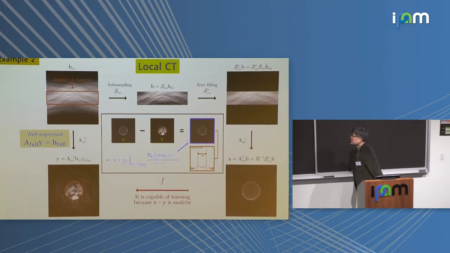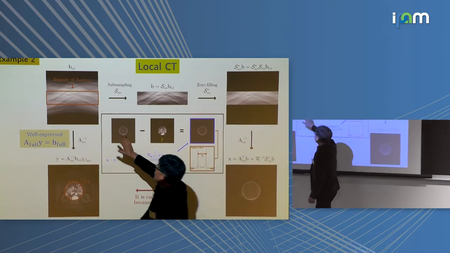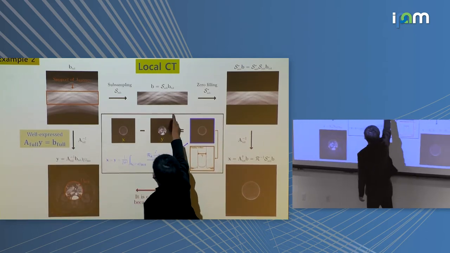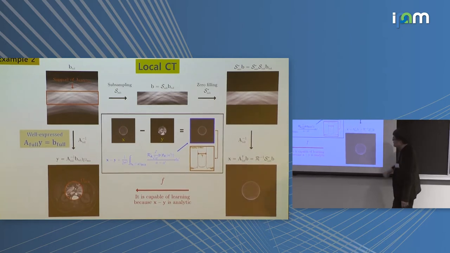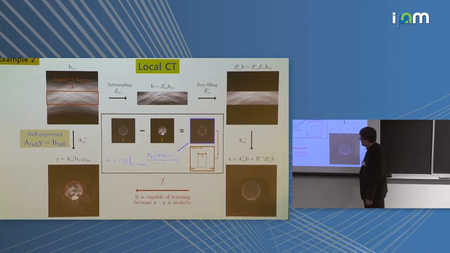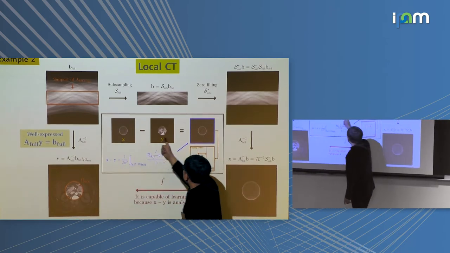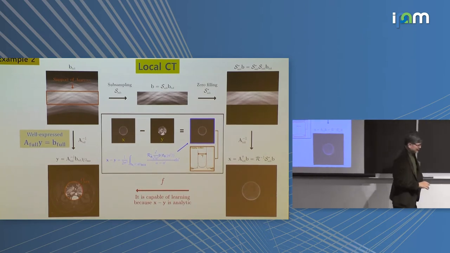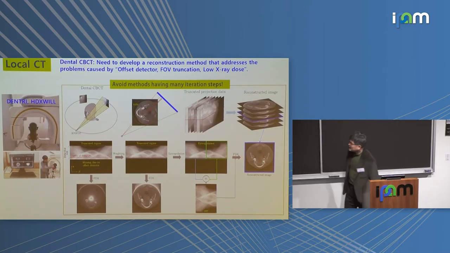And the second one is local CT. Local CT is where you only measure this local part of it. Using this one and also zero padding, you reconstruct images like that one. Then from here, can you reconstruct this one? If we subtract this one like this, it looks easier. It looks easy, but the local CT.